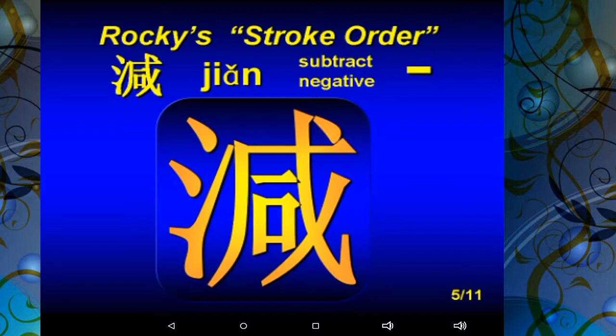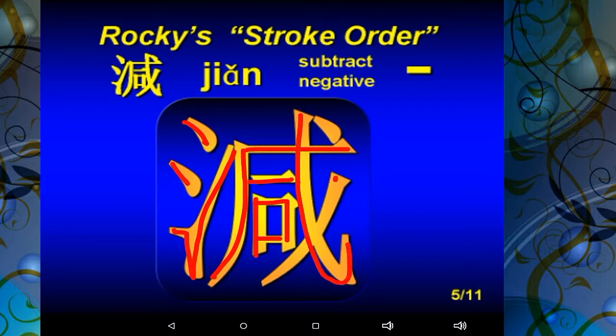It is on the left side. So we're gonna go 1, 2, 3. Keep it down, up. Finish that up. So that's 3. Next, we're gonna do our center stroke. 4, 5, 6, 7, 8, 9, 10, 11, 12. Okay? 12 strokes for our Jian character.